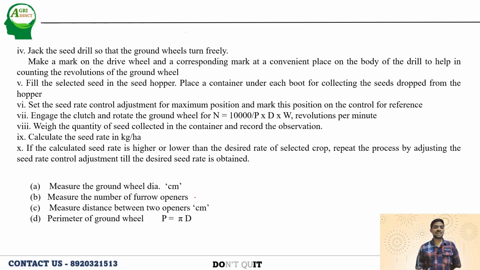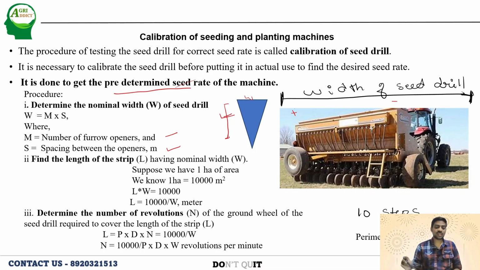Next, jack the seed drill so that the ground wheel will turn freely, and fill the selected seed in the seed hopper. Set the seed rate control for the maximum position. Mark this position on the control for reference. I think there is not much to explain here. These are the steps we need to follow in turn. The basic three steps are very important.